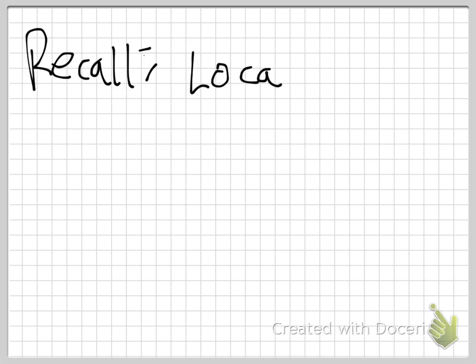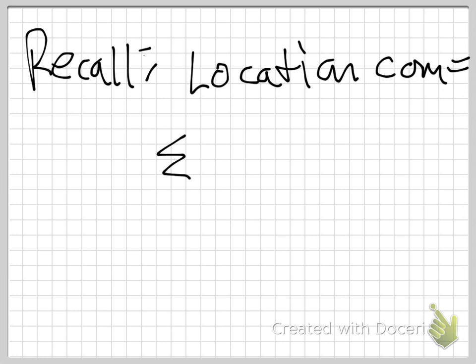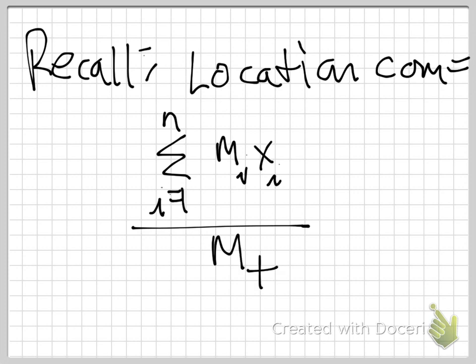So let's recall a couple of things, right? Previously, when we've talked about center of mass, the location of the center of mass has been given by, if we take all of the moments and sum it up, so we're going to take the sum from i equals 1 to n of m_i x_i, like so, and divide it by the total mass. This would be the location of the center of mass. But keep in mind what we're doing here, right? This is the location on the x-axis.